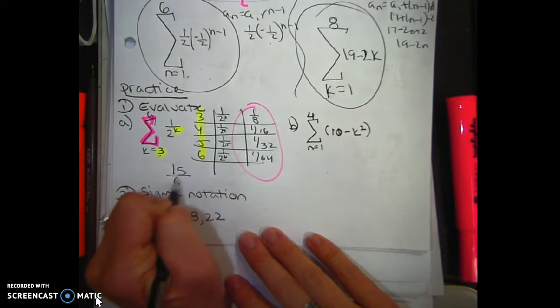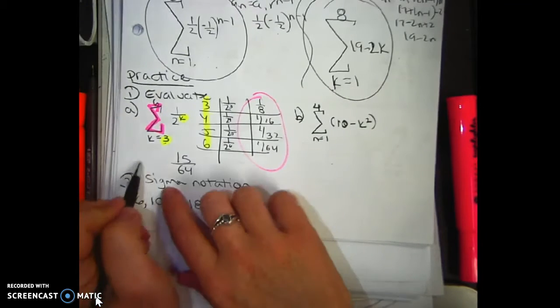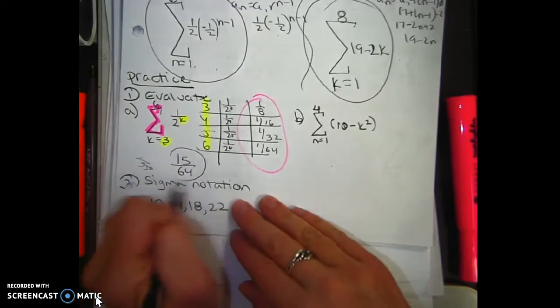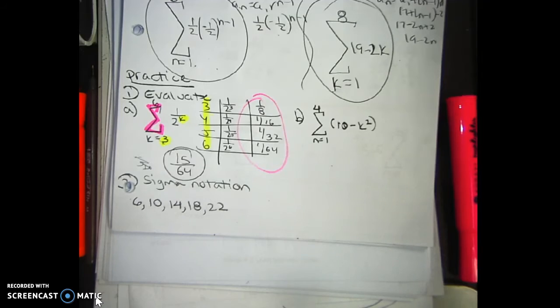So I get 15 over 64. And it's not the sum of the first 10 numbers because it's the third term to the sixth term. So my answer is just 15 over 64. Okay. Now let's do this one.